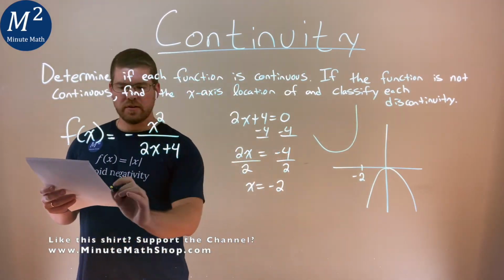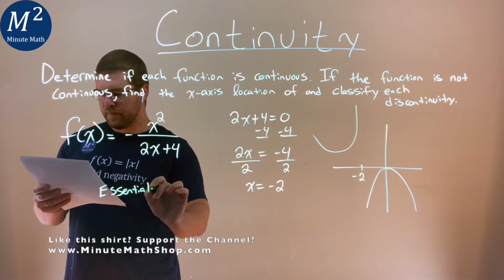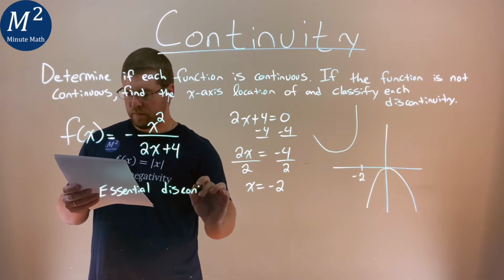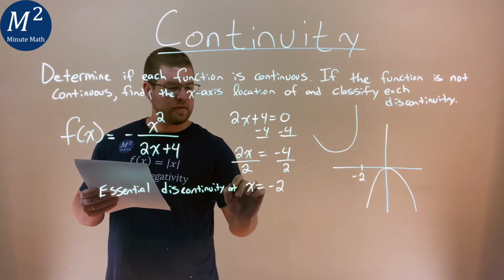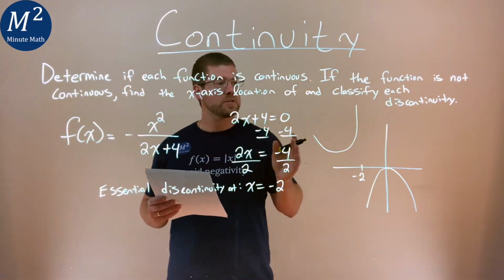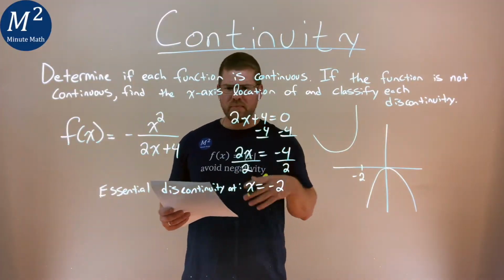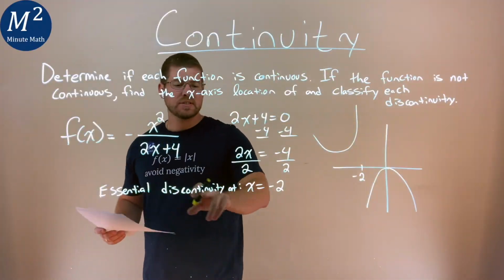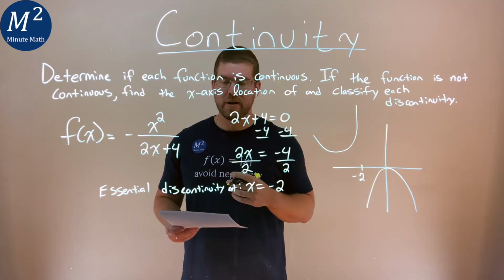And we would actually call this an essential discontinuity at x equals negative 2. So essential discontinuity, where it's like a big jump going on right there. And it's not just a little open circle there. So we have an essential discontinuity at x equals negative 2, and that is our final answer.